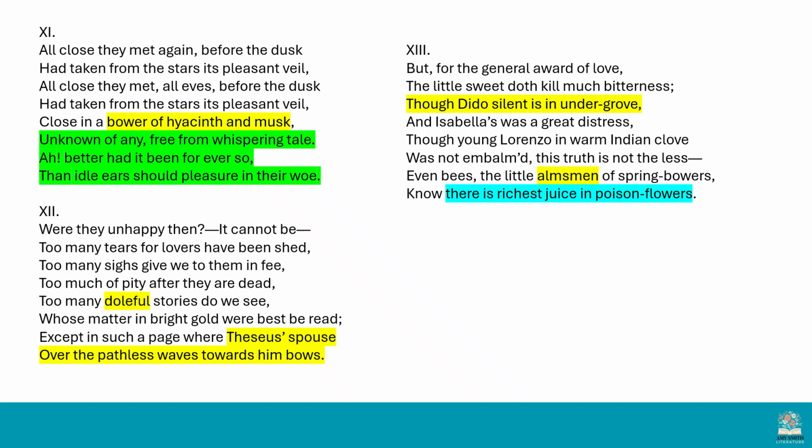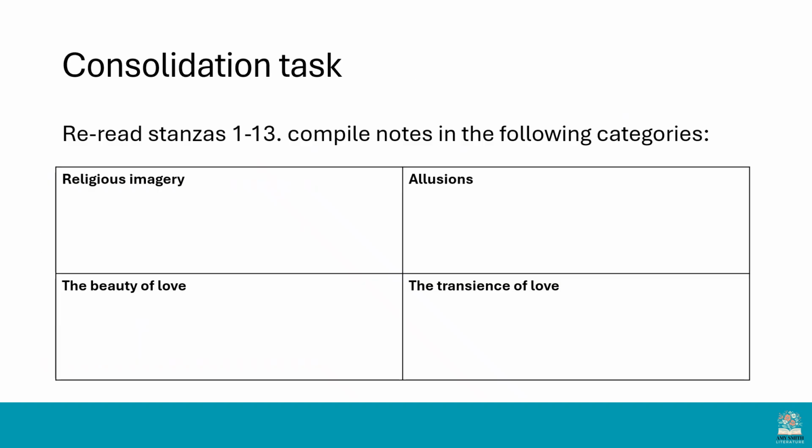And we're going to leave the poem on this final line of stanza 13, the richest juice in poison flowers. This image is a little bit like that of the poison chalice. So at the moment of greatest joy and greatest happiness and sensual experience, there is also this idea of poison. So again, the hint at the inevitable doom of this relationship.